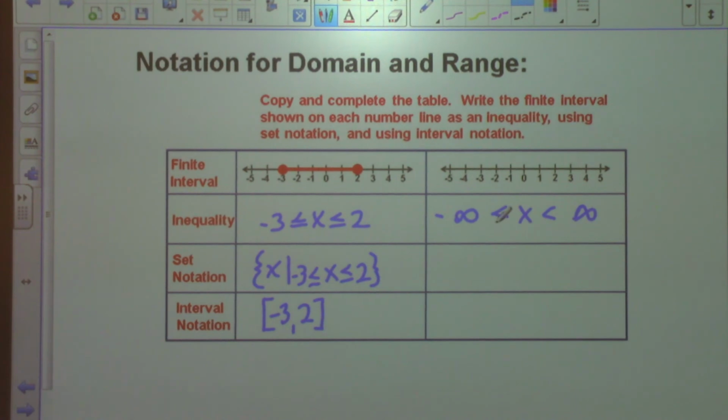That's something to look for. If you're looking at a test and you see an answer choice that has greater than or equal to infinity or less than or equal to infinity, that's a wrong answer. Just something to look out for. Set notation. We can just transcribe this inequality here. We put x such that x is greater than negative infinity, but less than infinity.